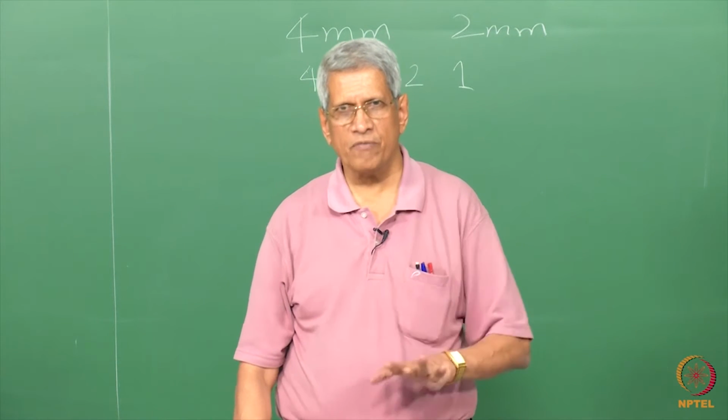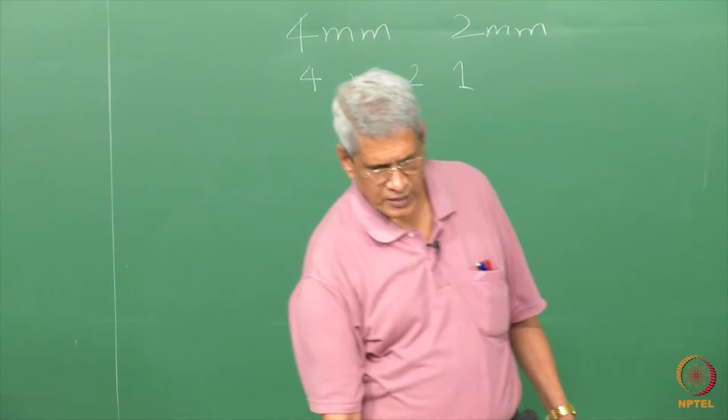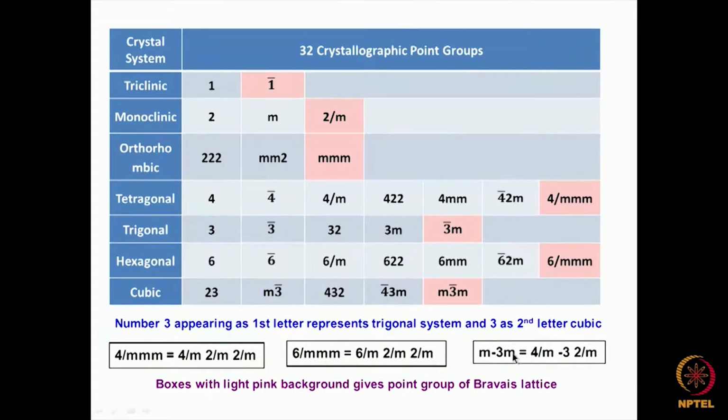That is the convention which is being followed. So when it is written as m 3 bar m, essentially this means that the actual symmetry is 4/m. That is why I mentioned that when we put 4/mmm for tetragonal, it is actually 4/m, 2/m and 2/m. That is along, and why do we use 3?